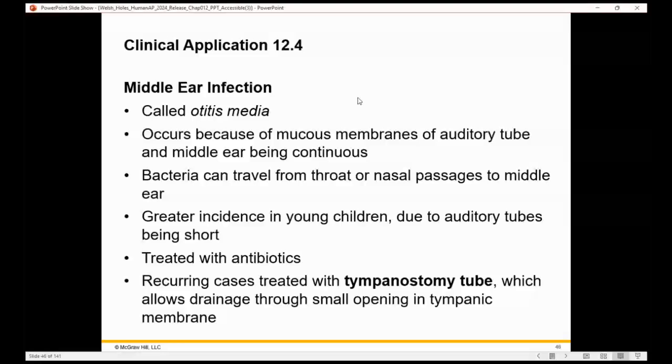Okay, the clinical application in middle ear infections. This is called otitis media. It occurs because the mucous membranes of the auditory tube and middle ear are continuous. Bacteria can travel from the throat or the nasal passages to the middle ear. Greater incidence occurs in younger children due to auditory tubes being very short. It's treated with antibiotics. Recurring cases are treated with tympanostomy tubes, which allow drainage through small openings in the tympanic membrane.